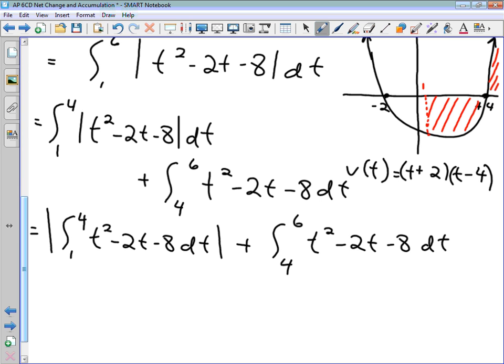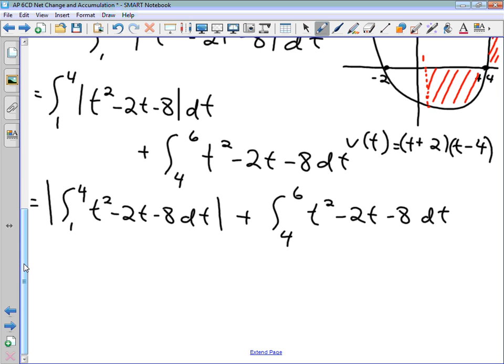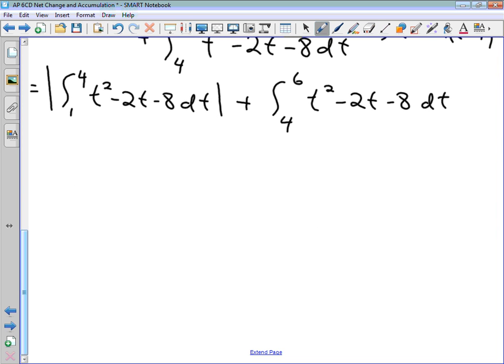Okay, so here we are. We could go ahead and do these two integrals. If you do these integrals, what you'll find for the first integral is you end up with negative 18. For the second one, you end up with 14.66.